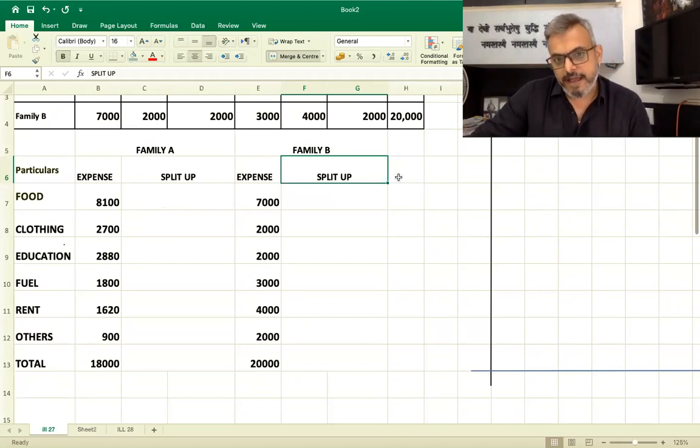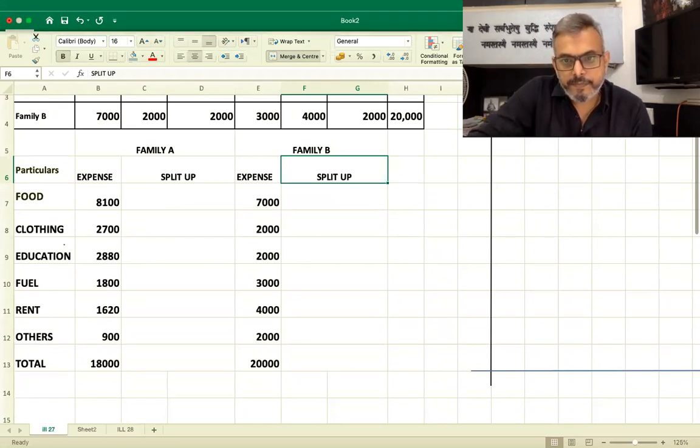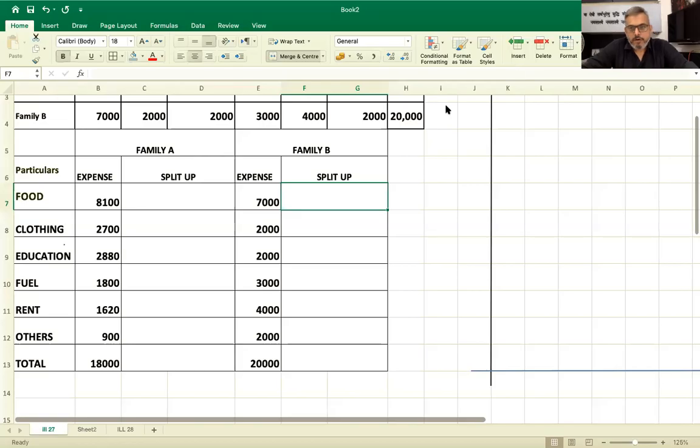Whatever format is given there, make that format systematically using a scale, and then I'll show you how we do the split up thing. Keep the split up blank. Okay, start making it. I'll give you 2 minutes for it. Okay, now everyone, pay attention.